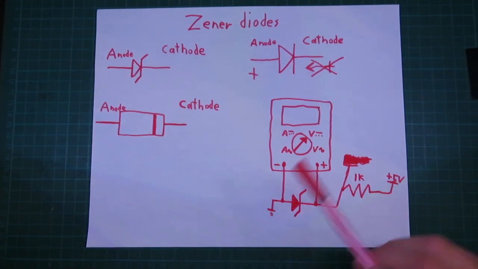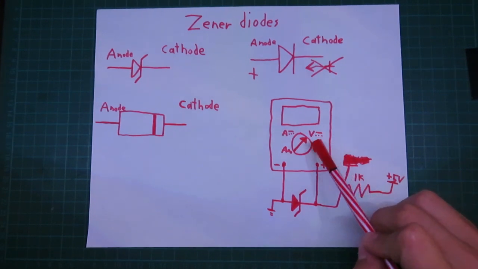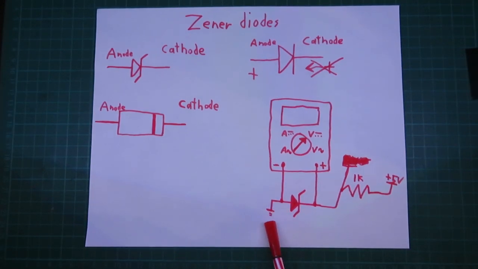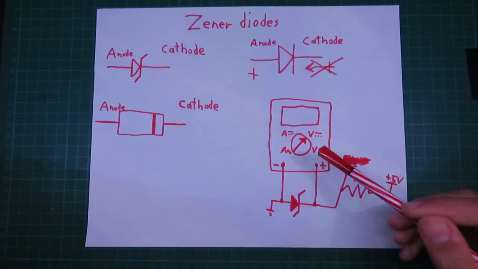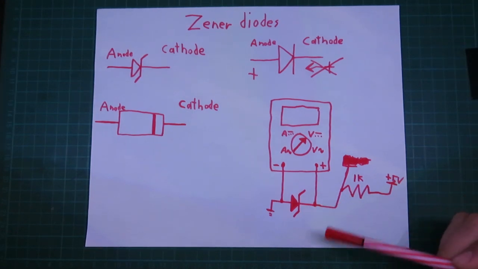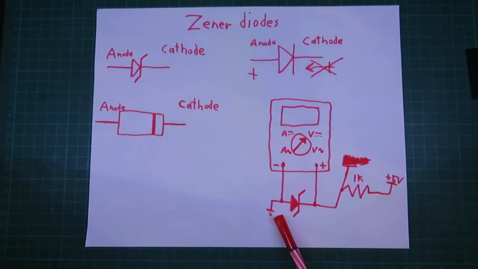So, our multimeter will be on voltage DC, and we'll be measuring across the Zener diode. The anode will be connected to the negative, or ground, of the power supply, and the power supply will be connected to the resistor, which will be connected to the cathode of the Zener diode. Also, the positive of the multimeter will be connected to the cathode of the Zener diode, and the negative of the multimeter will be connected to the anode. Let's hook this circuit up and test some Zener diodes.